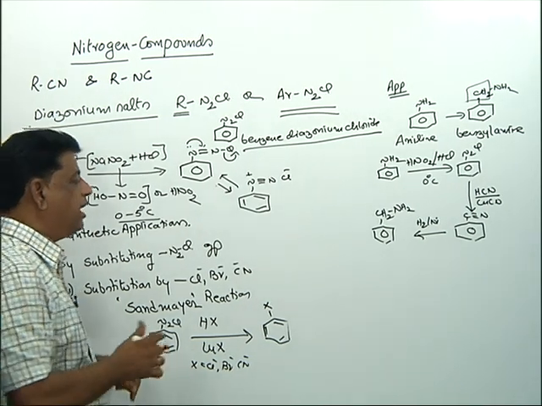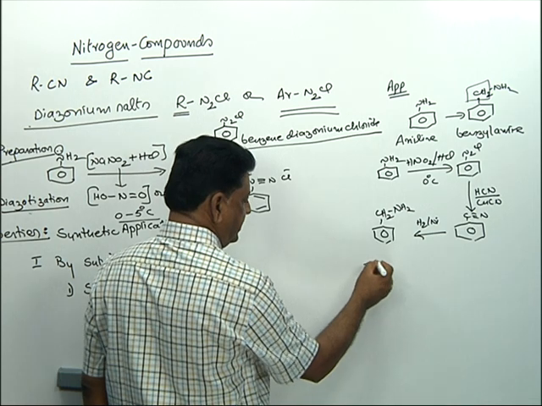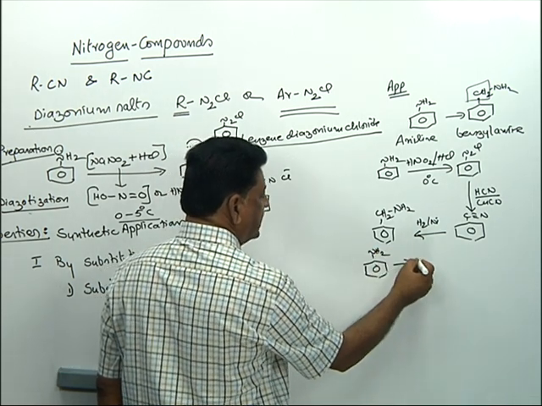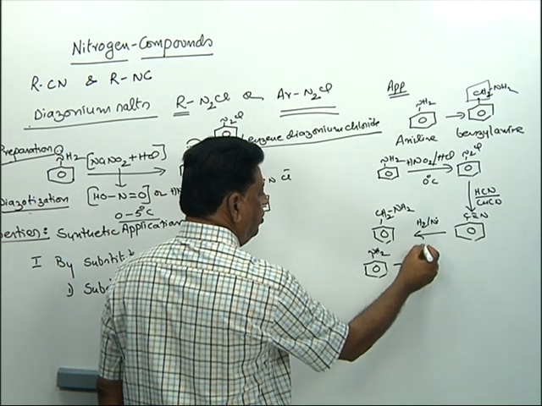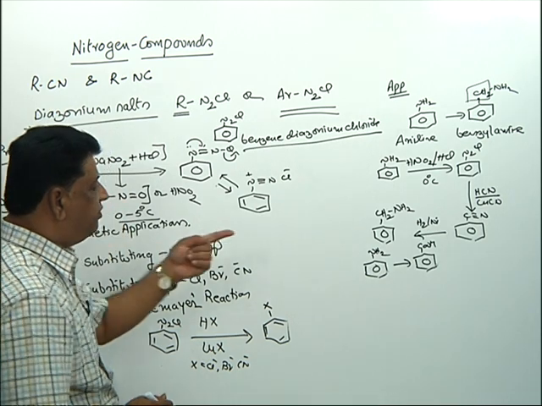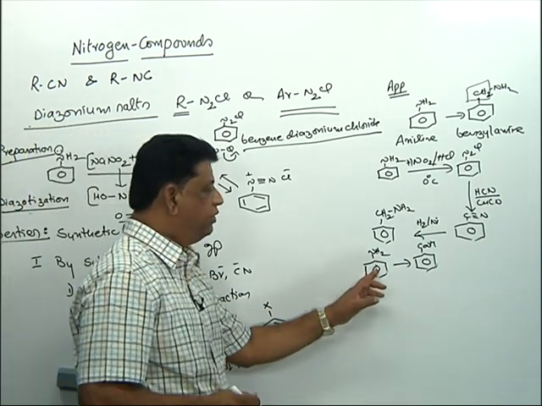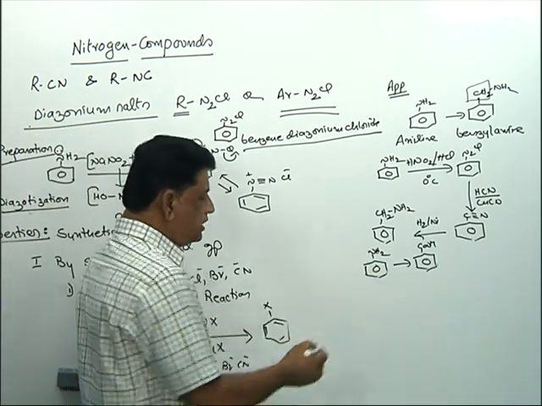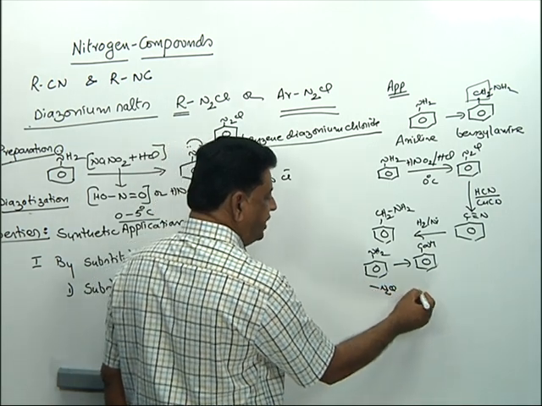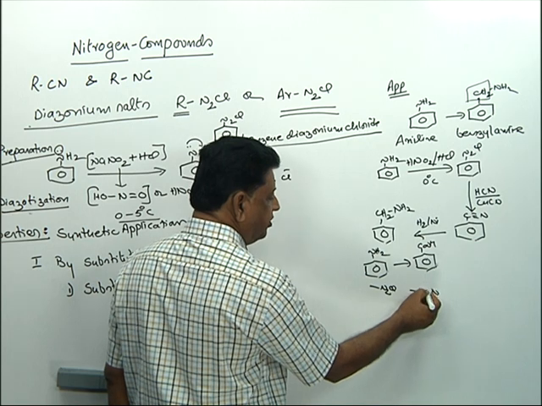How do you convert aniline into benzoic acid? This is also a good question. Aniline into benzoic acid. How do you get this benzoic acid? Cyanides on hydrolysis will give the COOH. So, first convert into diazonium salt, that NH2 is converted to N2Cl. The N2Cl then is converted into the CN.